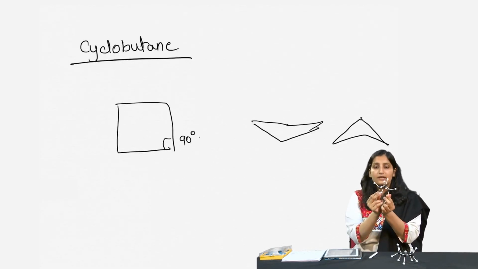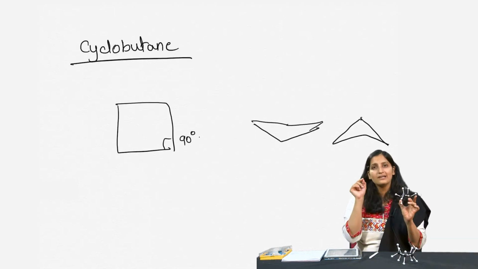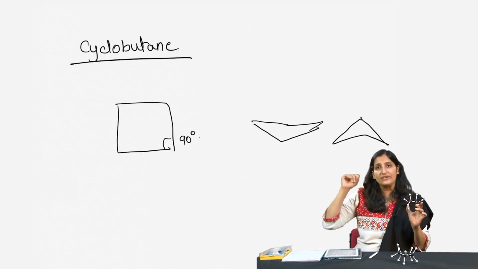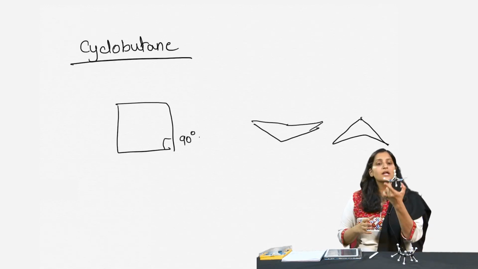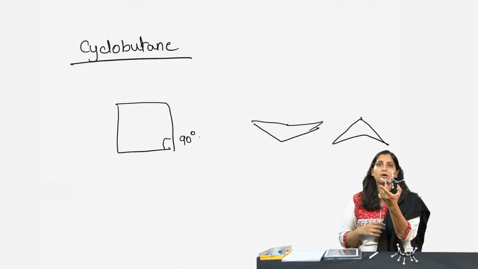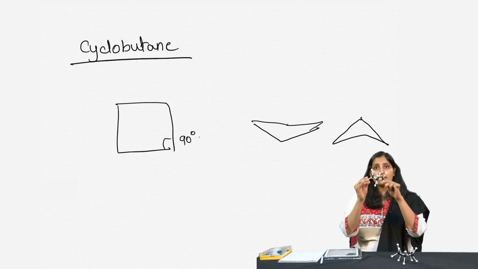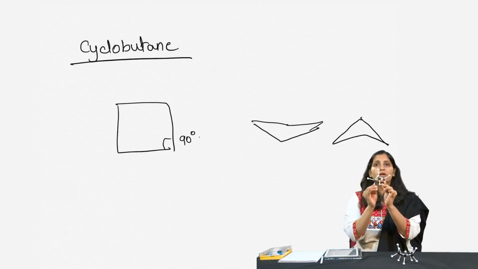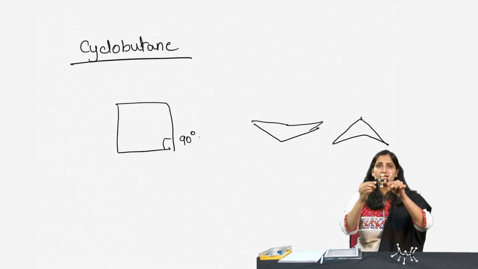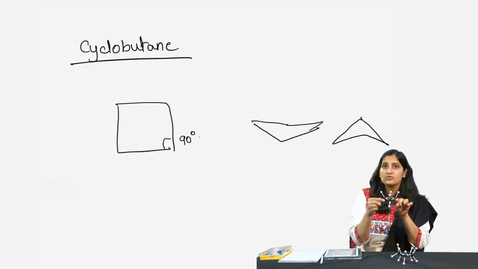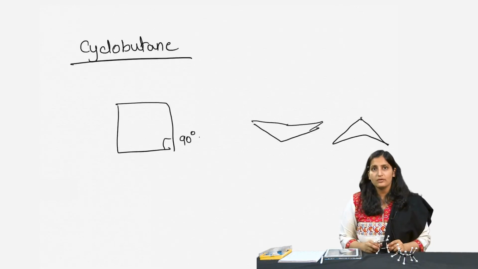So, what we have done is we have increased the angle strain a little bit, but we have reduced the torsional strain considerably more, such that the molecule prefers to be in this puckered fashion. So, the cyclobutane molecule will keep on going in this butterfly conformation, such that it keeps moving in order to reduce the torsional strain in the molecule.